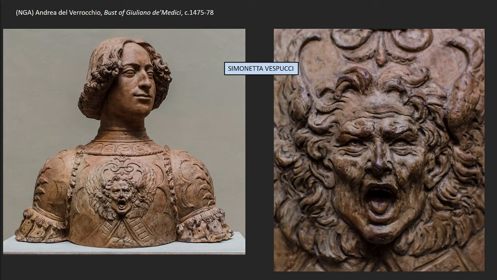In 1476, Simonetta Vespucci dies. And then 2 years later, when he's only 27, 28 years old, Giuliano de' Medici dies. Right? So there's some tragedy that's lurking around behind these things during the times that they were made, right?